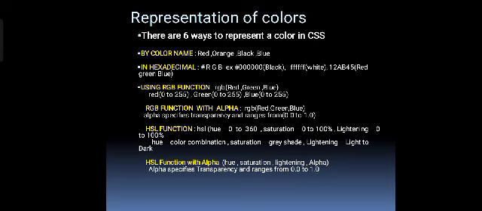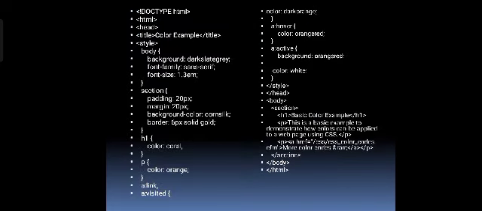Next is the RGB function with alpha. Here alpha stands for a parameter. Next is the HSL function, in which H stands for hue, S stands for saturation and L is for lightness, up to 100%. HSL function with alpha: hue, saturation, lightness and alpha. Alpha specifies transparency and ranges from 0.0 to 1.0.